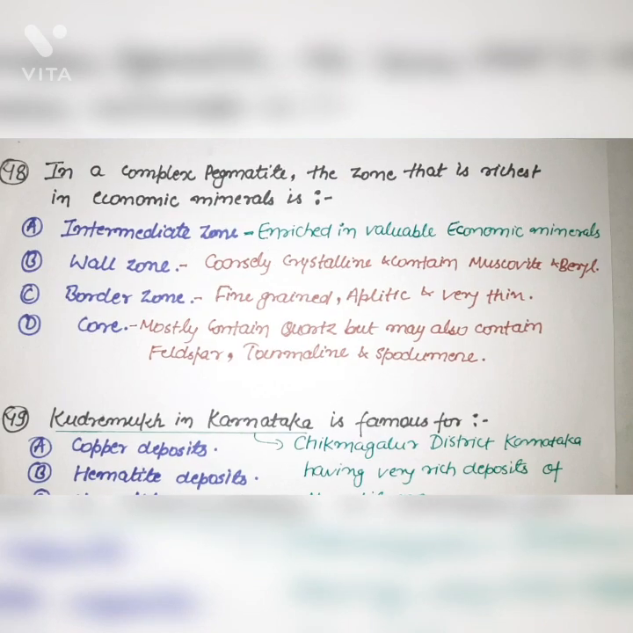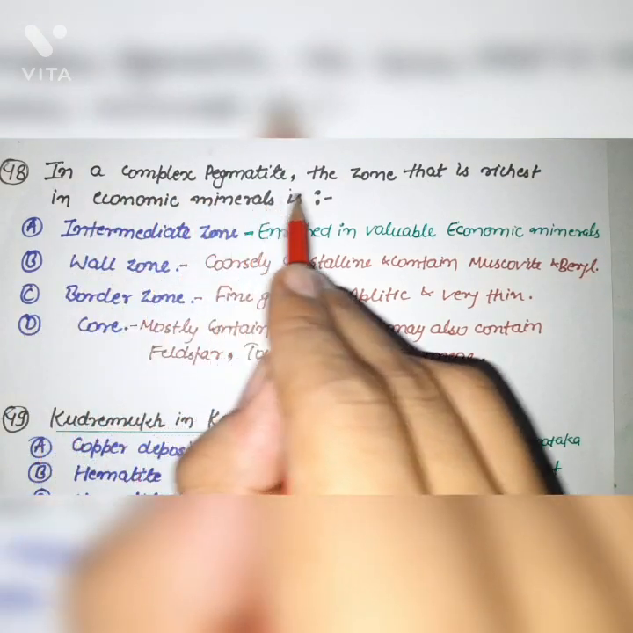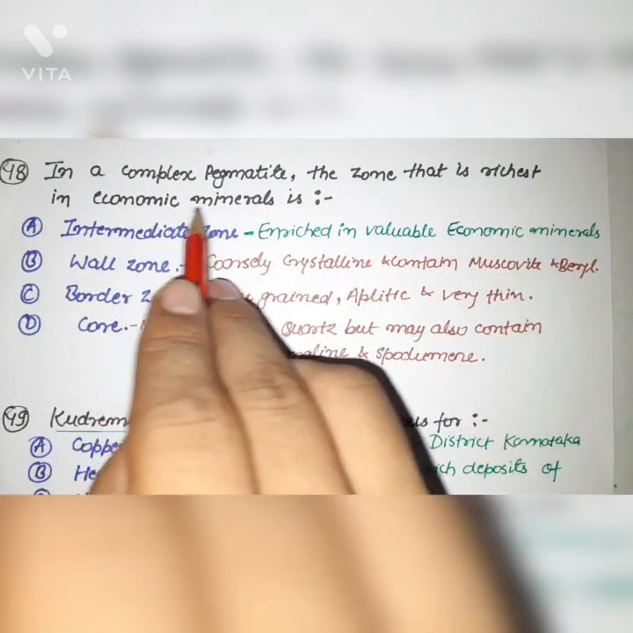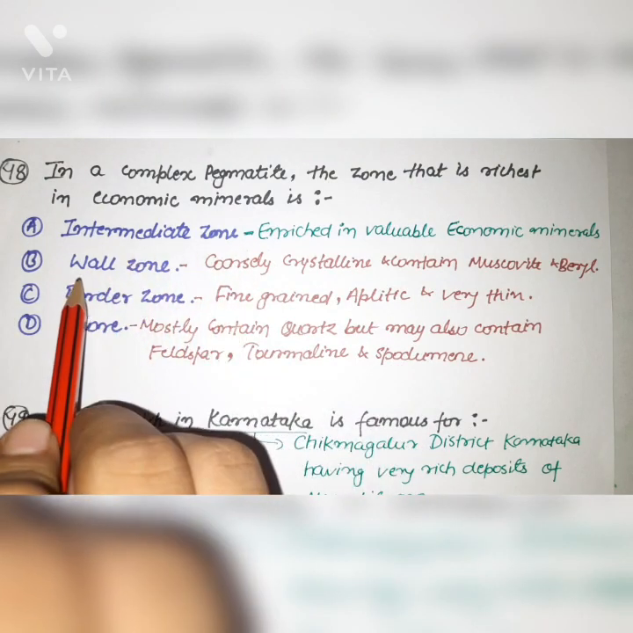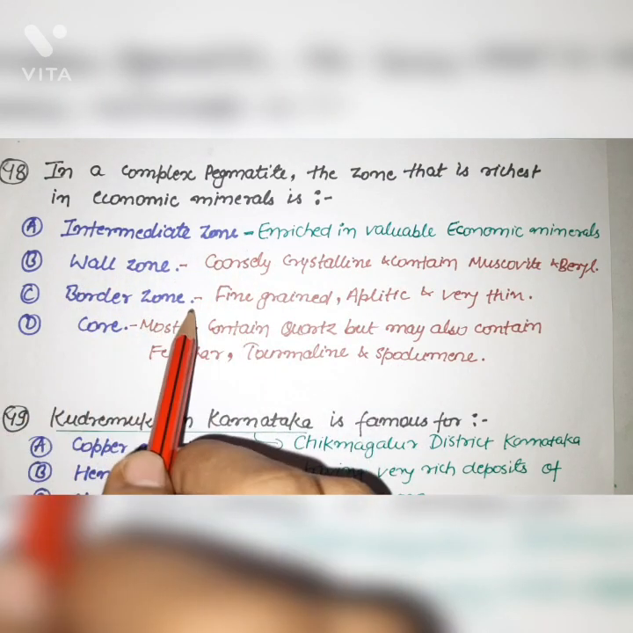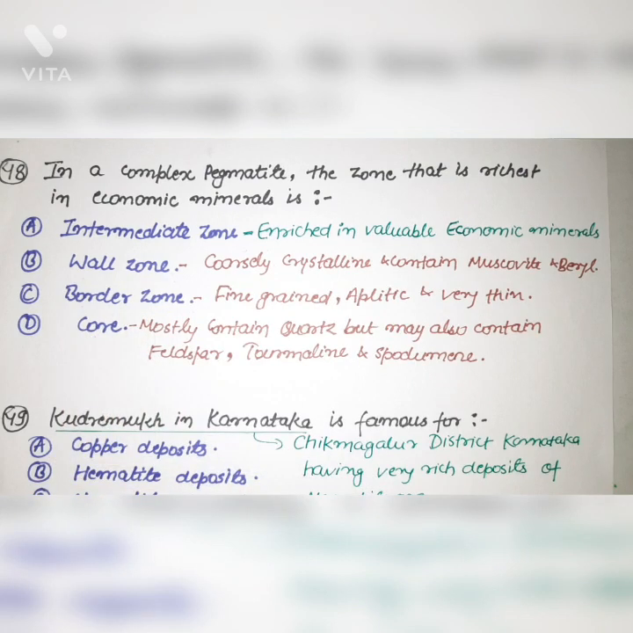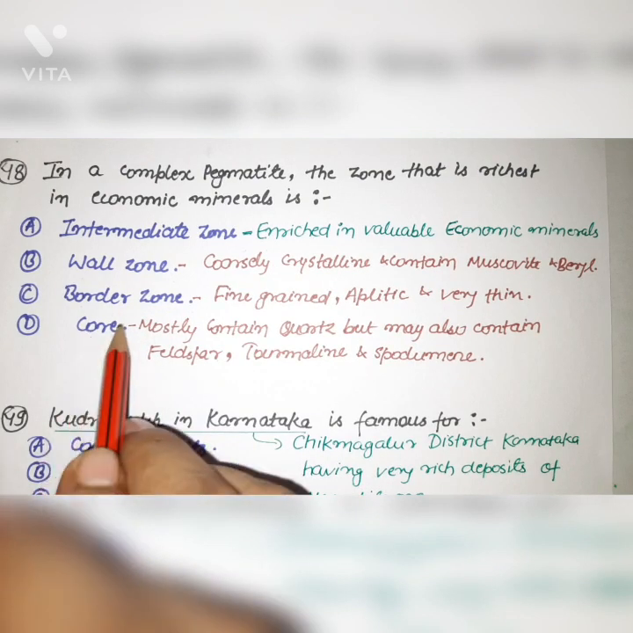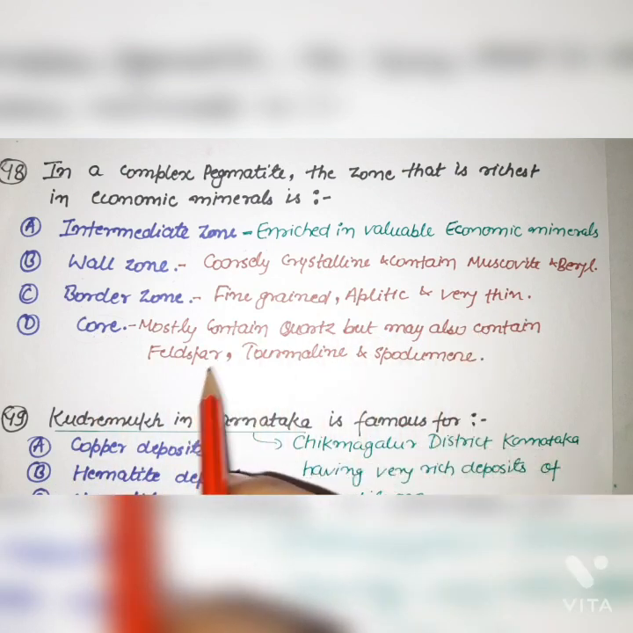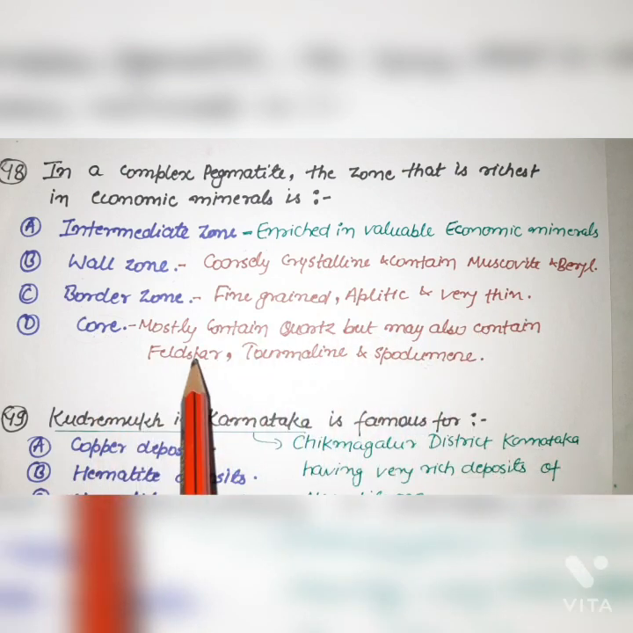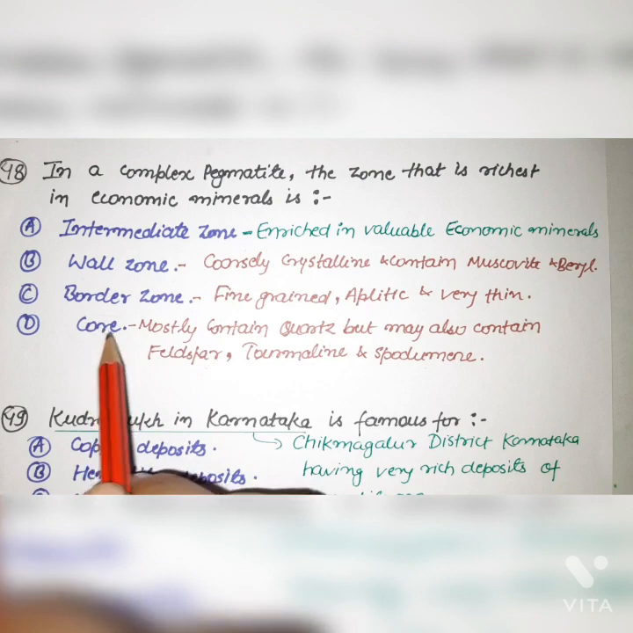Next question is, in a complex pegmatite, the zone that is richest in the economic minerals is. So first one is intermediate zone, second one is wall zone, third one is border zone, and fourth one is core. Now in core, it mostly contains quartz, but may also contain feldspar, tourmaline, and spodumene. So this is not the zone that is richest in economic minerals.